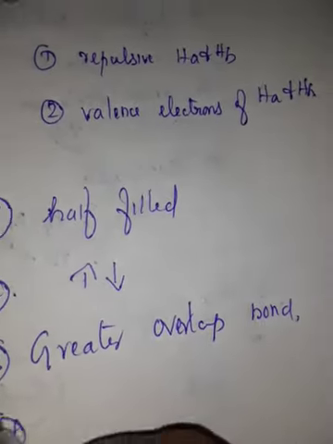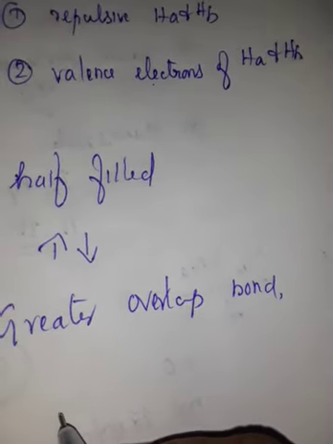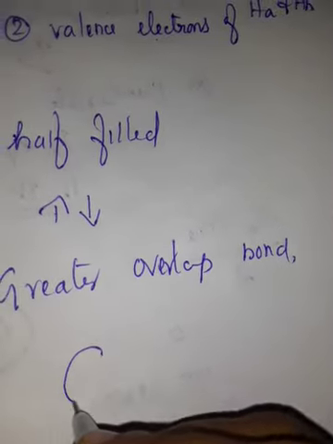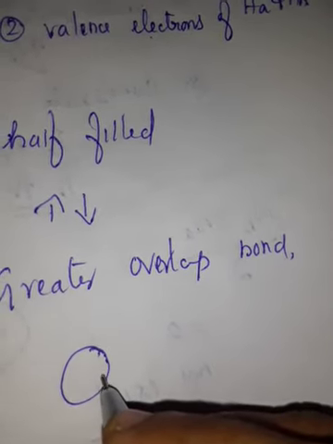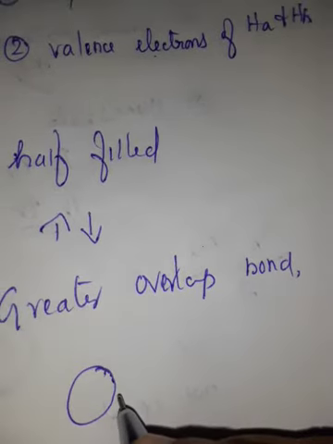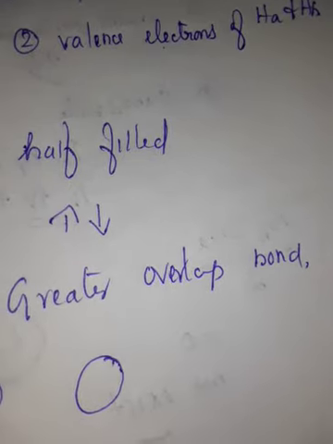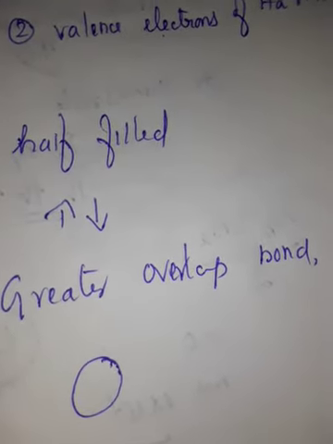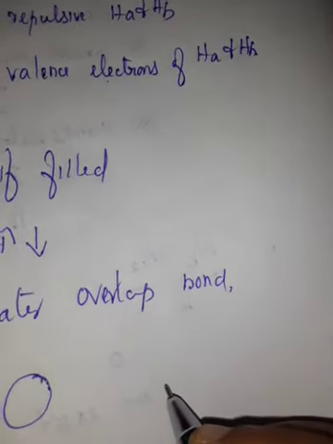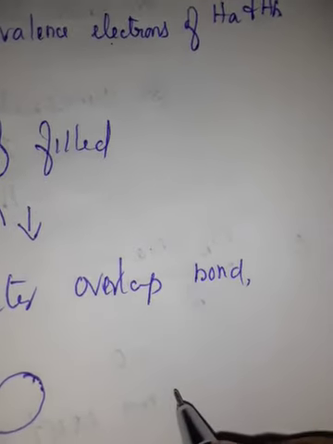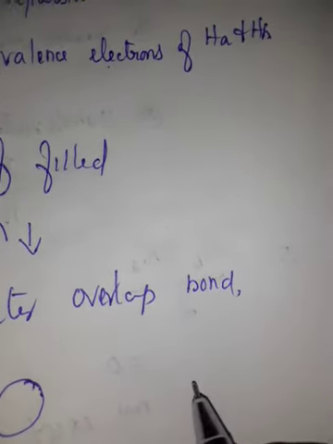Fourth point, each atomic orbital has a specific direction, except the s orbital, which is spherical in shape. Apart from that, the p orbital has 3 orientations, x, y, z, and the d orbital has 5 orientations. Overlap takes place in the direction that maximizes the overlap. So, if two atomic orbitals overlap linearly along the axis, a sigma bond is formed.